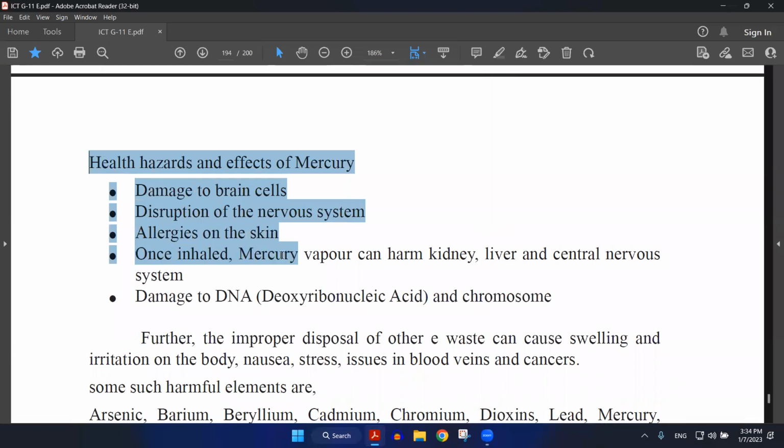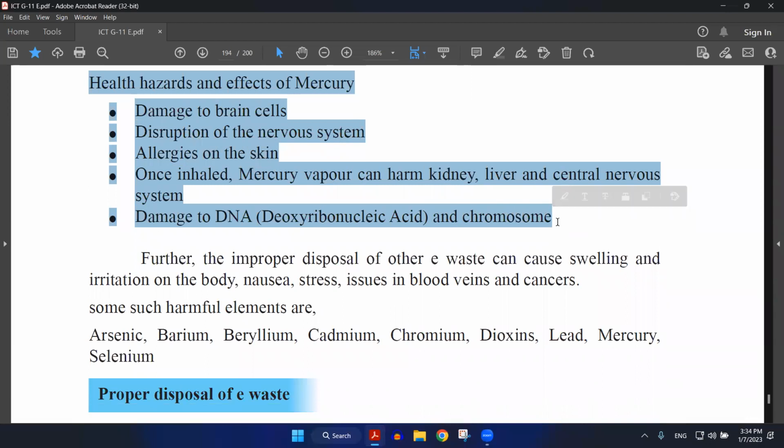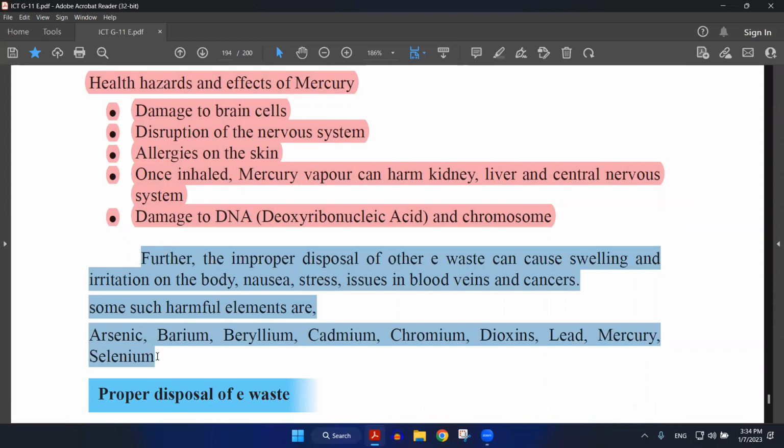Yeah, let's list this down by saying health hazards and effects of mercury. Yeah, and as well you can write these things as the continuation of that, right? So it shows you the bad effects and the elements which cause the health issues, right?